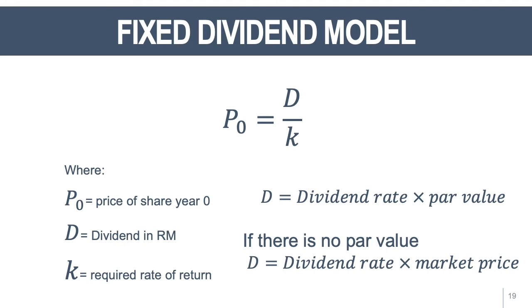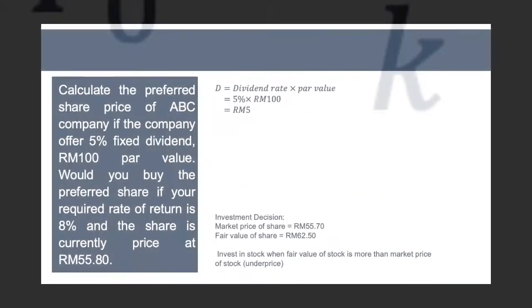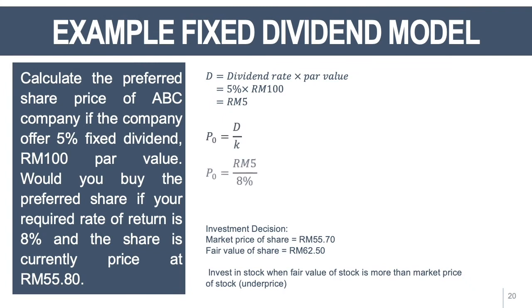This is an example for the fixed dividend model. Calculate the value of the preferred share of ABC company if the company offers 5% fixed dividend, RM100 par value. Would you buy the preferred share if your required rate of return is 8% and the share is currently priced at 55 ringgit and 80 cents?